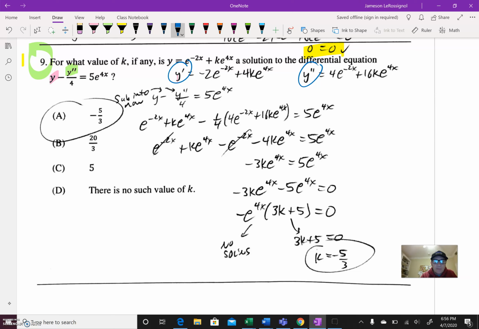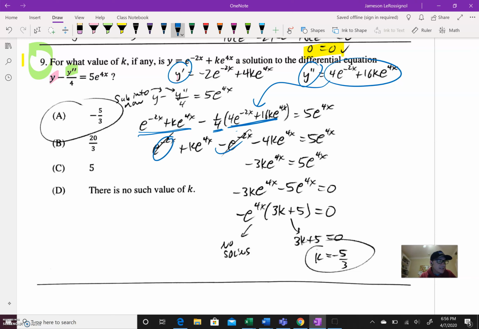All right, so do that, and now you're going to substitute into that equation right there, y minus y double prime over 4. So here's y right here, and here's the over 4. I put that out front, and here's my y double prime. That's just taking this stuff and throwing it in. All right, and then we just do some algebra and clean things up a little bit.